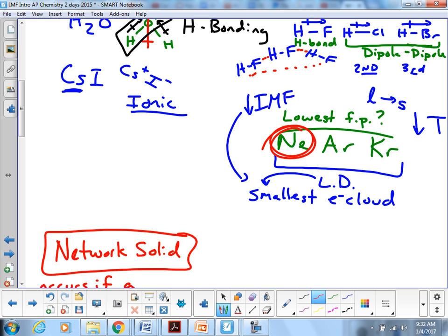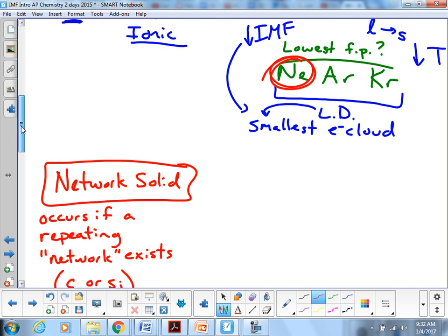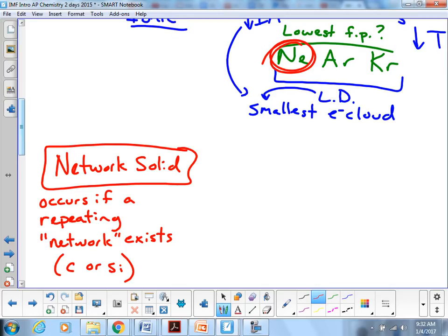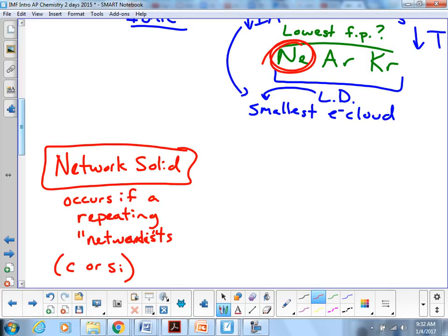I have one more little thing to show you, and we're going to do some homework problems, and then we're done. So last thing, network solid. Find somewhere to write this. And I'm sorry for this. Network solid is going to confuse you a little bit. But I want you to realize that this is not the most important part of all this. The IMFs that we're talking about, the hydrogen bonding, the dipole-dipole, the London, that's the meat and potatoes, if you will.